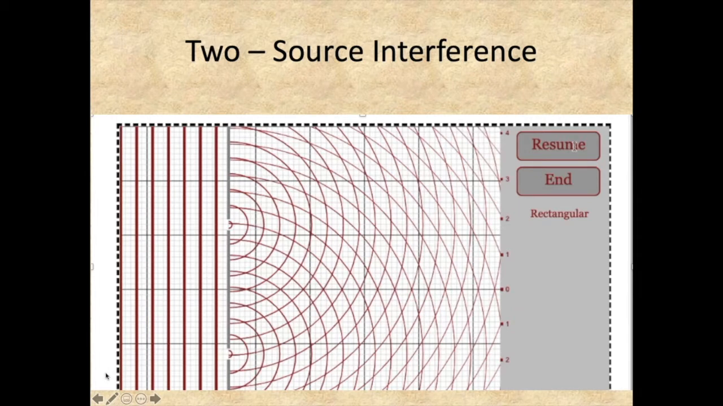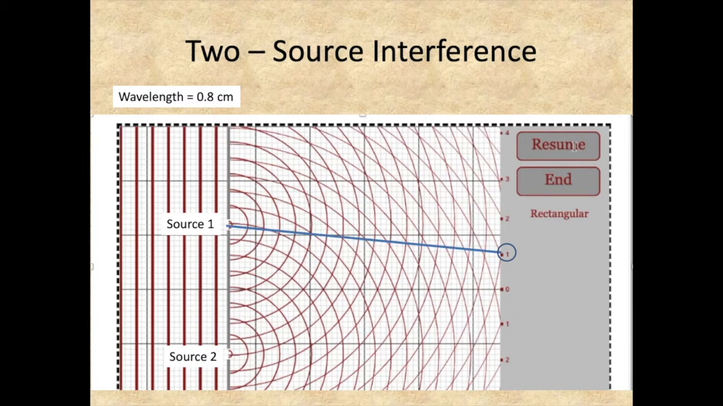Let's explain how this works on this diagram. So back to our interference pattern we saw earlier. On my screen, I measured the distance between two wavefronts as 0.8 centimeters. That's source 1 and that is source 2. We're looking at point number 1. That's the path of point 1 from source 1, which I measured to be 12.1 centimeters. Its path from source number 2 is 12.9 centimeters.